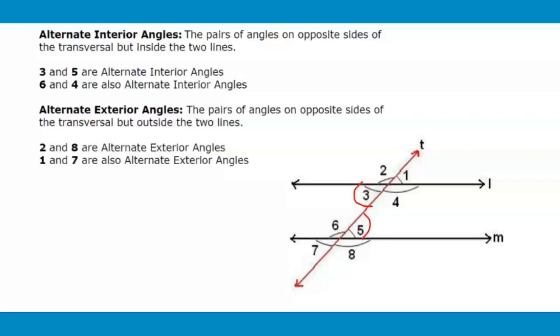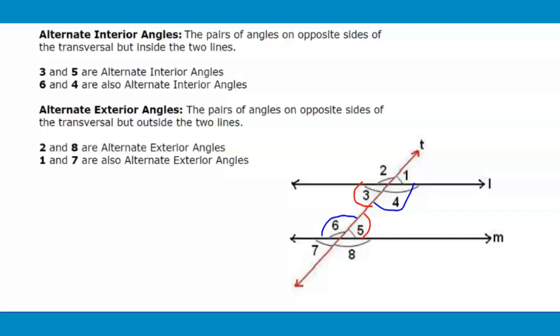They're in alternate positions. They're alternating on different sides. But they're inside the parallel lines. 3 is inside, 5 is inside. That's the interior part of this. So we call these alternate, meaning different sides of the transversal, interior, meaning inside the parallel lines. These two will also be congruent, meaning they are the same measurement. So if I said angle 3 was 70 degrees, guess what? Angle 5 is also 70 degrees. Angle 6 and angle 4 are also alternate interiors. Now, they're not 70 degrees, but whatever angle 6 is and angle 4 is, they will be the same.